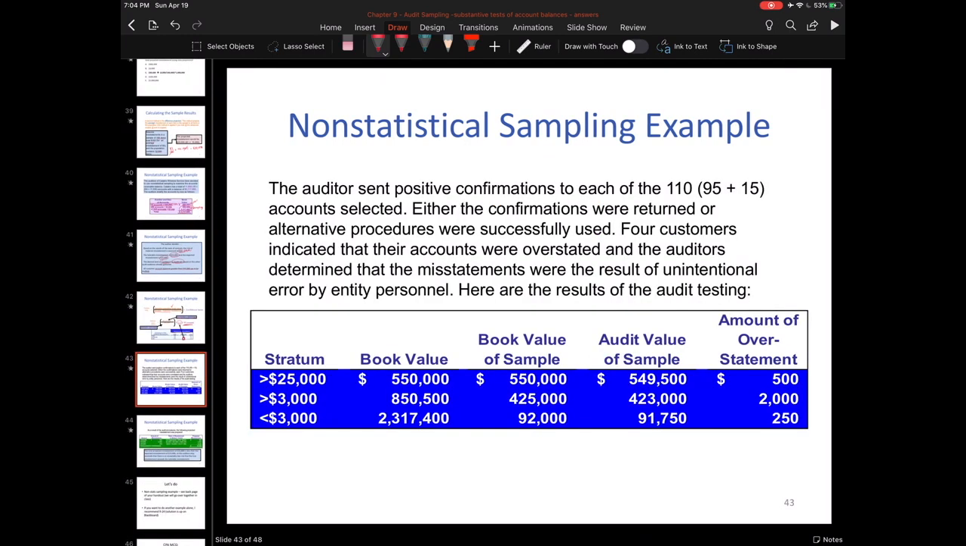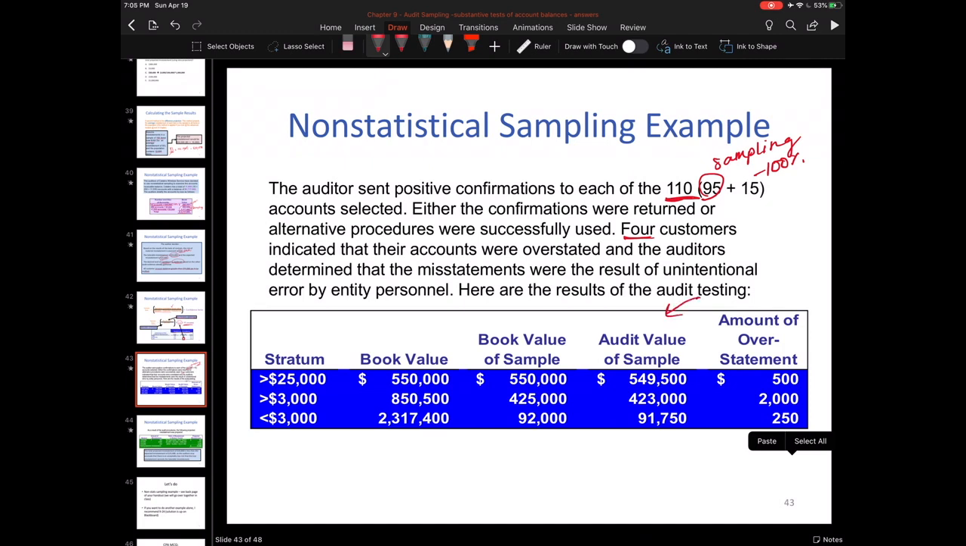So imagine now you've sent out your positive confirmations to all these accounts, and your total number of items that you're testing, of course, is 110, because you have the 95 that you're sampling, and then the 15 that you're testing 100% of, right? And so this results in total items tested of 110. And of these items, most of them came back good, but 4 contained errors. And the results are presented here.